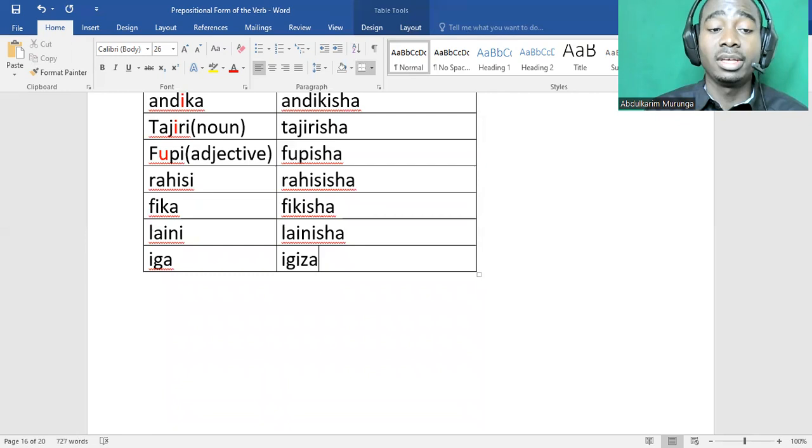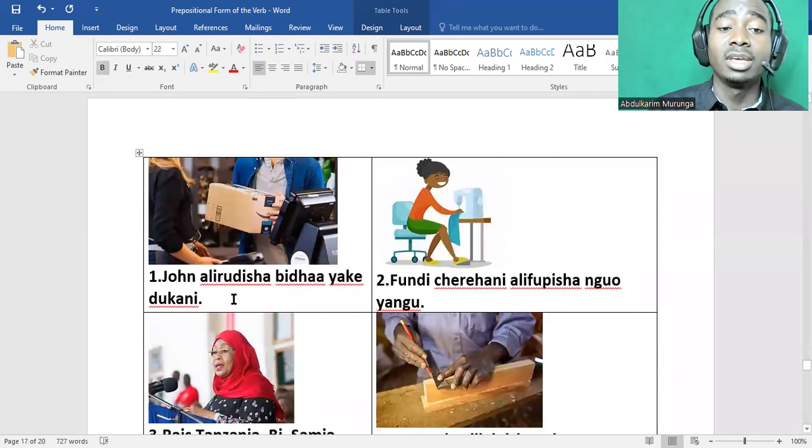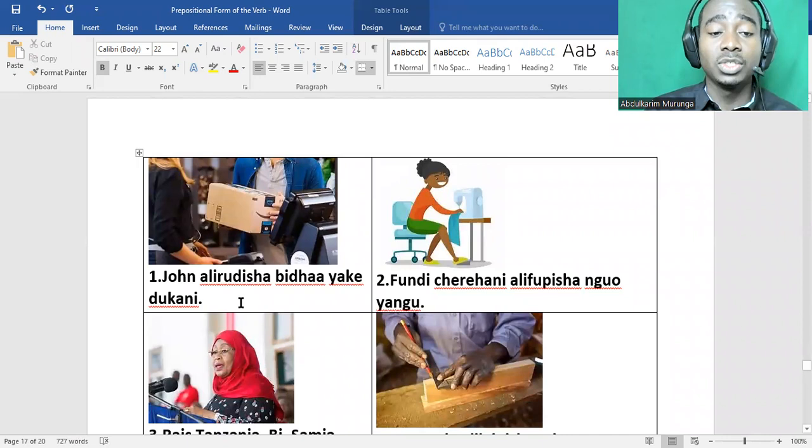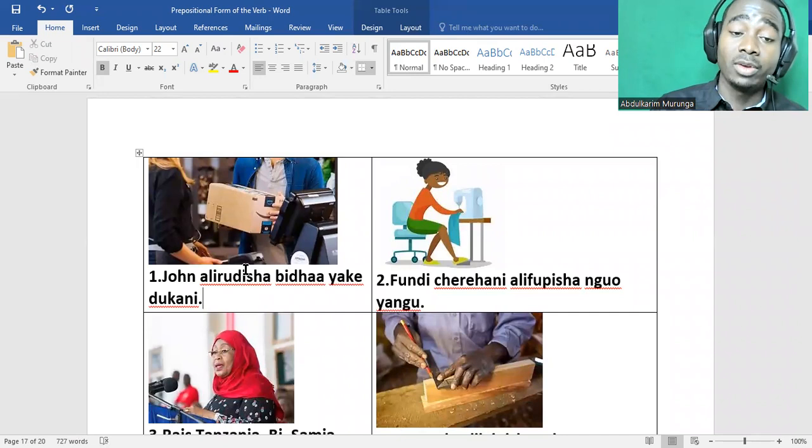Example. Mifano katika sentensi. John alirudisha bidhaa yake dukani. John returned his item to the shop. You can see this Amazon package here. John is returning it to the office of the Amazon. Maybe, I don't know why, but maybe it's faulty. Sijui. Okay, John alirudisha bidhaa yake dukani.